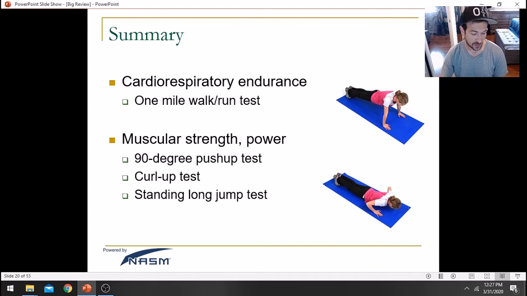And then we have 3 special assessments that we do with youths, which are the 90-degree push-up test, which is basically 1 push-up every 3 seconds for as long as they can go. The curl-up test, which is the maximum number of sit-ups in 60 seconds. And the standing long jump test, which is how far somebody can jump forward with 2 feet in 1 repetition.